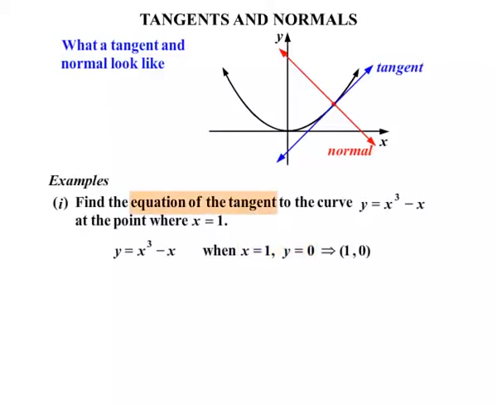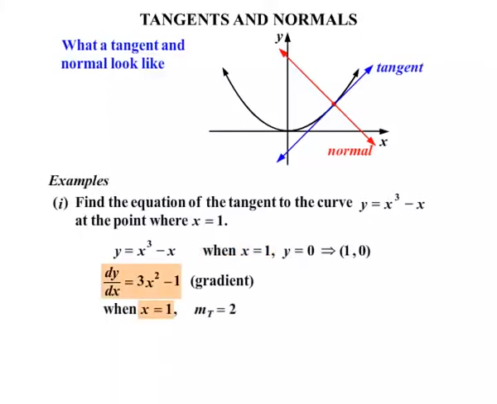Now the equation of the tangent, we need to find dy/dx because that'll tell us the gradient. So firstly, x cubed, the derivative of that is 3x squared, and minus x, if you think about it, minus 1x, the derivative will be minus 1. So what we've got there is our gradient function, alright? That'll tell us the gradient of points on the curve. Now when x equals 1, let's write that down, we substitute into our dy/dx, and we get that the gradient of the tangent is 2. Alright, the gradient of the tangent.